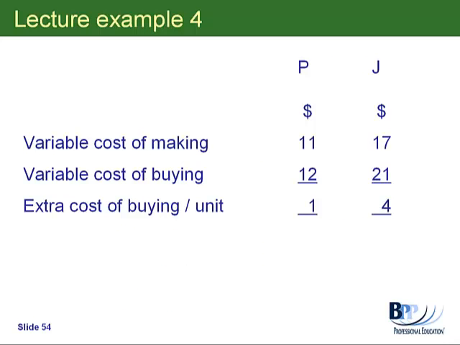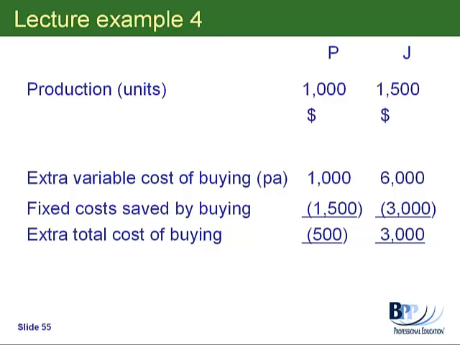We saw that it cost us an extra $1 to buy P from the subcontractor and $4 from J if we compare that with the variable cost of making those units. But we've also got those specific fixed costs that we would save. So gross up your variable costs for the amount of units you would be making for P and J, 1,000 and 1,500. So we can then compare the extra variable cost of buying with those fixed costs that we would be saving.